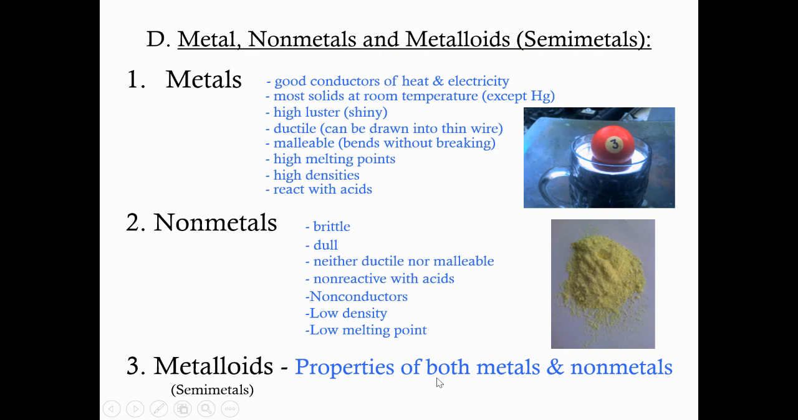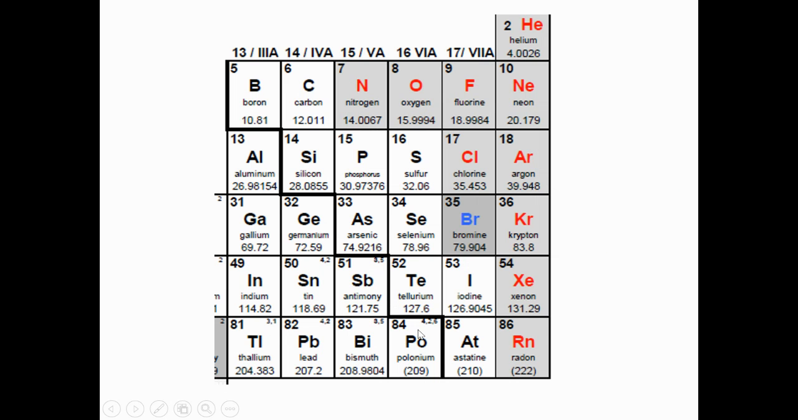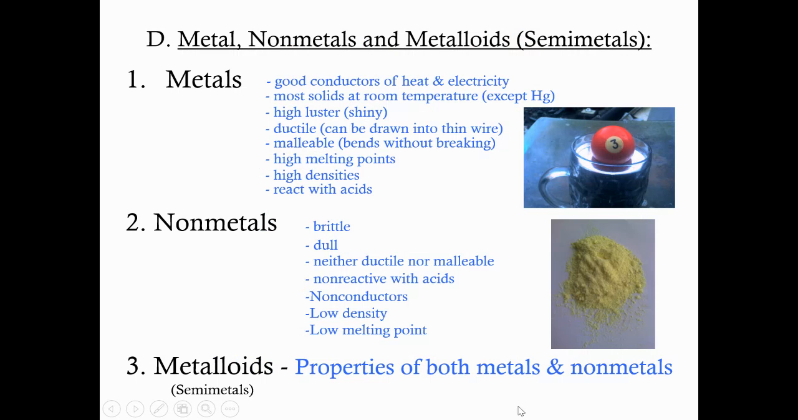Metalloids are kind of a blend. They're on the border between metals and nonmetals on the periodic table. So they're along the edge here. Here's your nonmetals, here's your metals. So their properties tend to be a blend of those of metals and nonmetals.